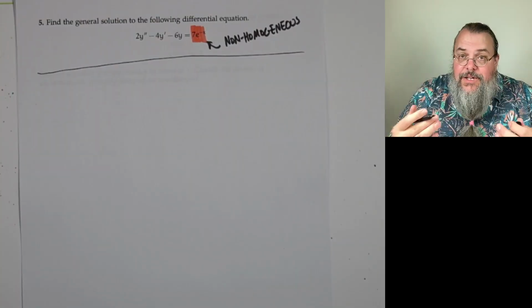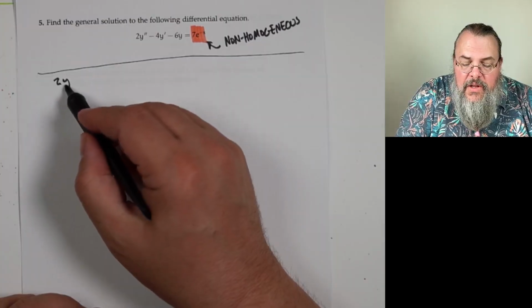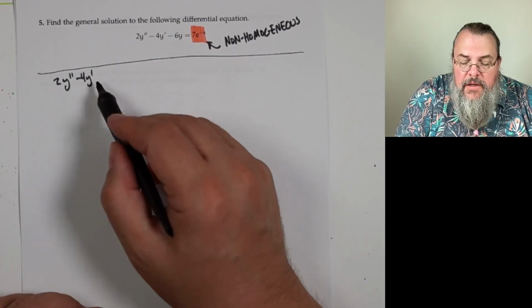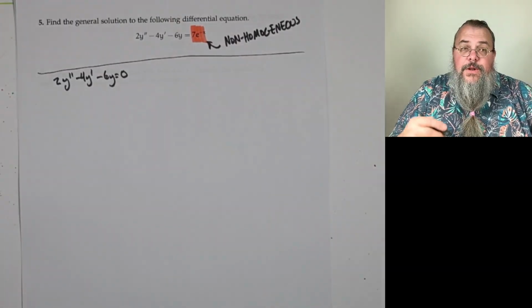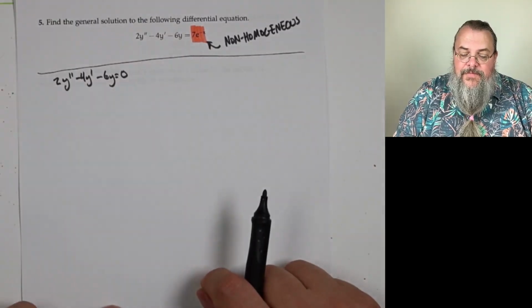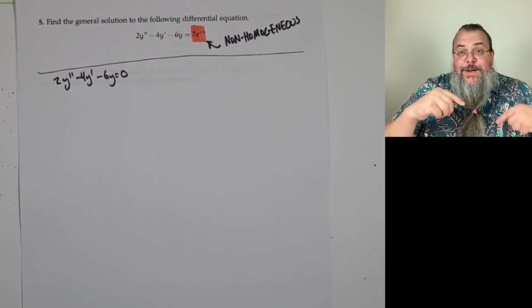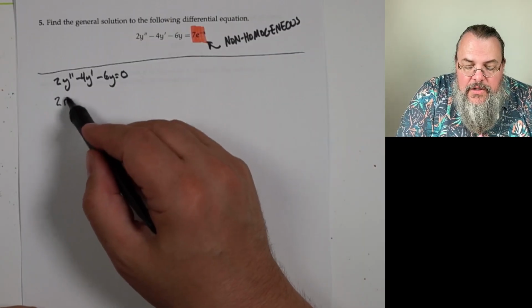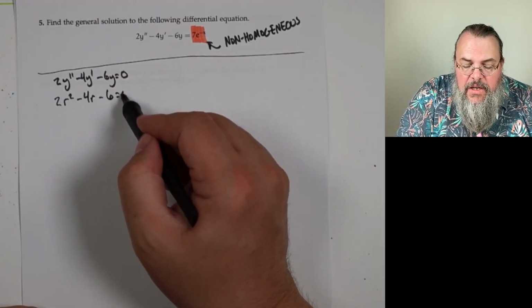So initial process. Let's pretend like it was homogeneous. So we're going to set 2y double prime minus 4y prime minus 6y equals 0. So we're after the homogeneous part, so set the right-hand side to 0. Well, now we're sort of back in the previous problem where we're going to turn it into an auxiliary polynomial: 2r squared minus 4r minus 6 equals 0.